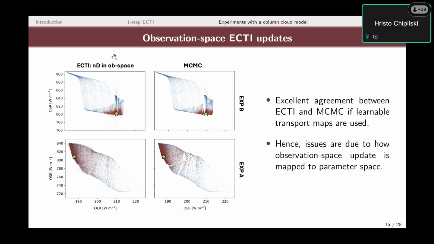Here in this slide, I'm plotting the observation space performance of the ECTI as compared to the MCMC true posterior. And we can see that if we use multivariate learnable transport maps, we have an excellent agreement between ECTI and MCMC for both of the experiments. And we do that by only running the forward model once, as opposed to the multiple iterations we require for MCMC. But what this also means is that the difficulty of ECTI arises really as to how this observation space update is mapped to parameter space.